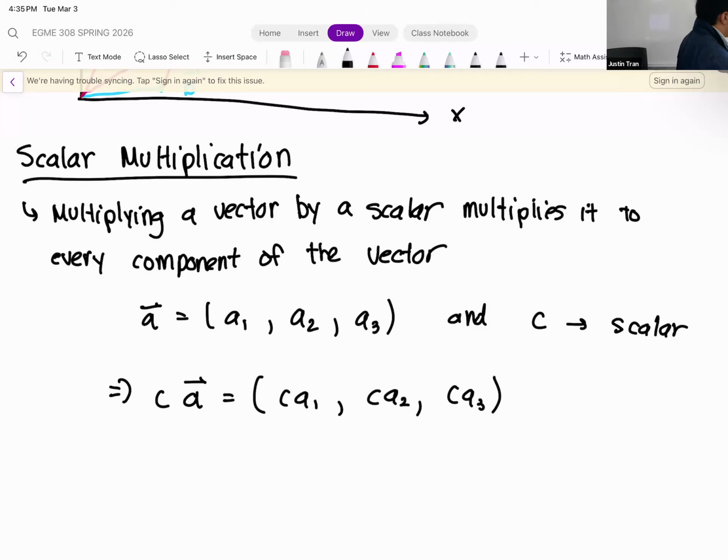All right, and then visually, what happens is that with the scalar, we're essentially going to be modifying the magnitude or modifying the length according to that scale.